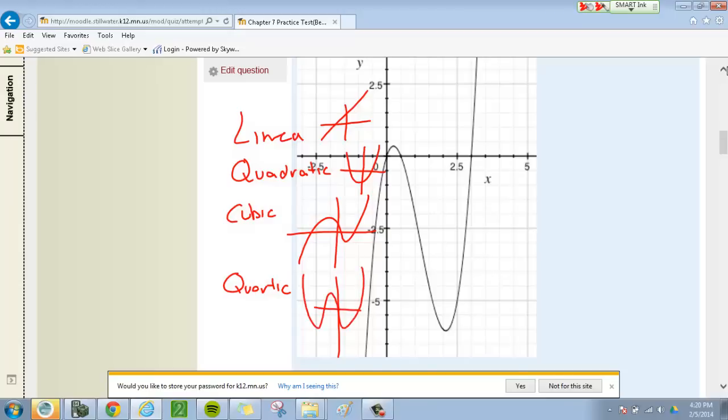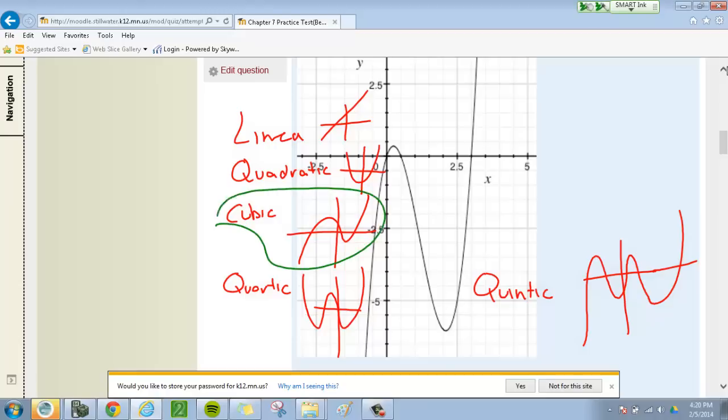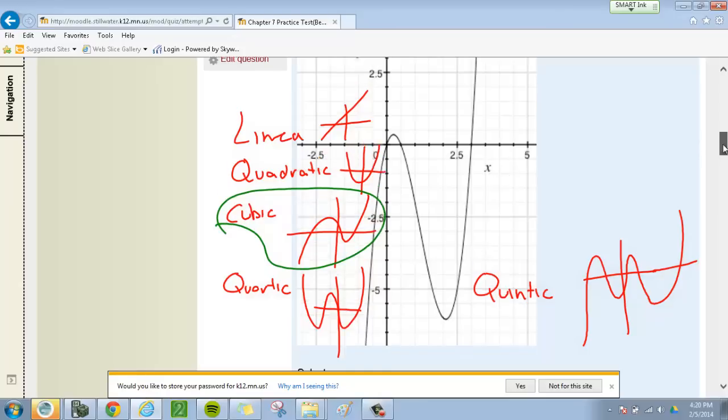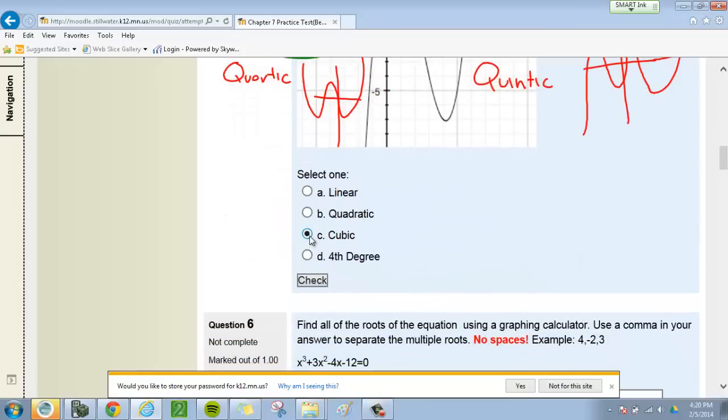And then there's the next one. It's the quintic. Excuse me, everyone. Quintic looks like this. Starts down and goes like this. Like it's going up, but it goes up in the end. Okay, so something like that. And so we're just trying to figure out which one this is. Well, this one goes up, down, and up, and that kind of looks like a cubic to me. So this must be a cubic graph right there. So let's select that one, cubic.